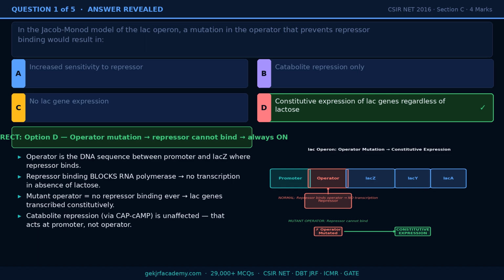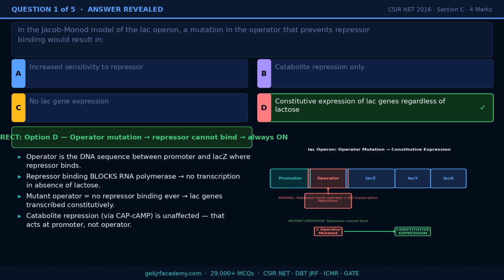The lac operon has 2 regulatory mechanisms working in parallel: repressor-operator control and catabolite repression through CAP and cyclic AMP. The repressor protein, when there is no lactose present, binds the operator and prevents RNA polymerase from transcribing lacZ, lacY, and lacA. When lactose enters the cell, allolactose, its isomer, binds the repressor, causing a conformational change that releases it from the operator. Transcription can then begin.